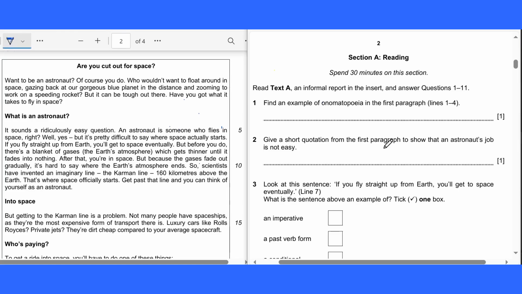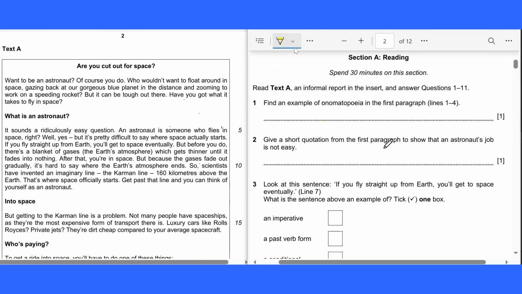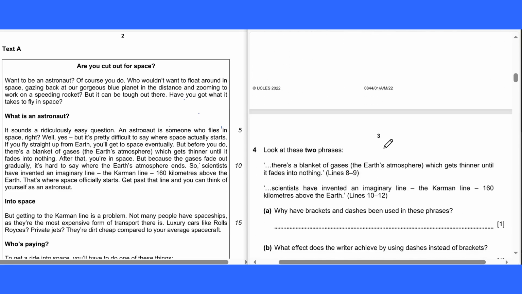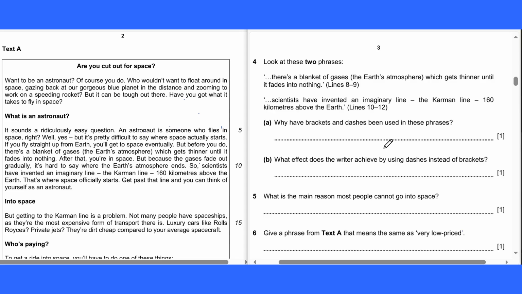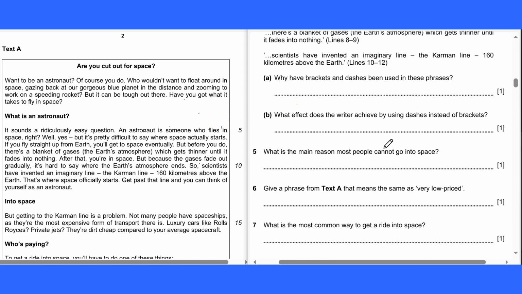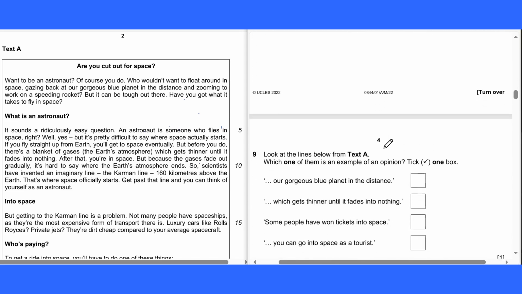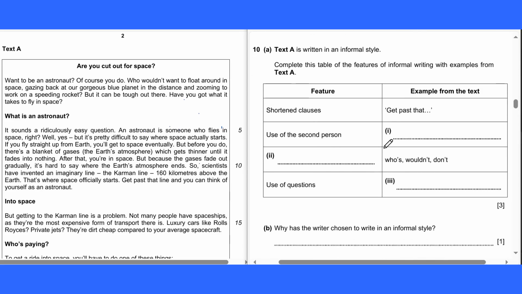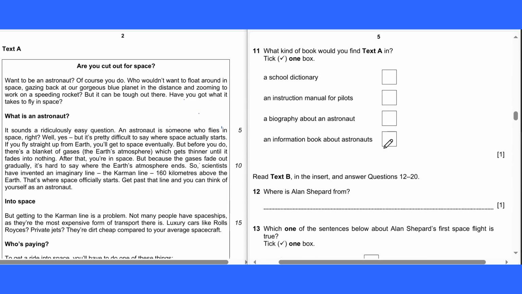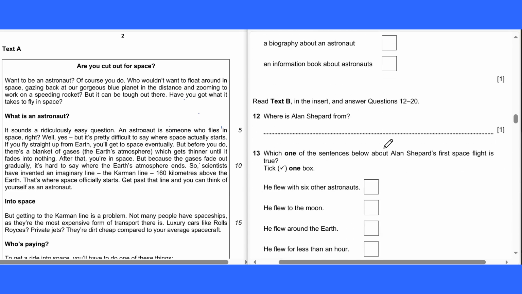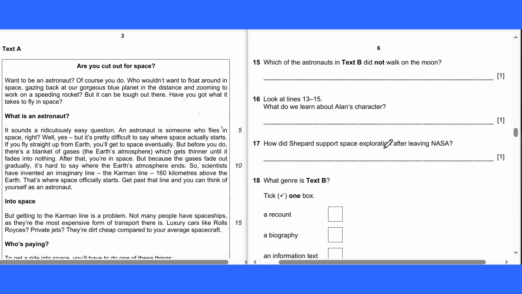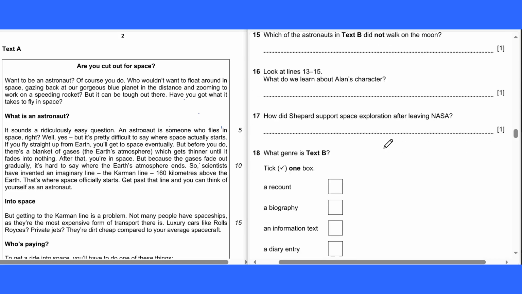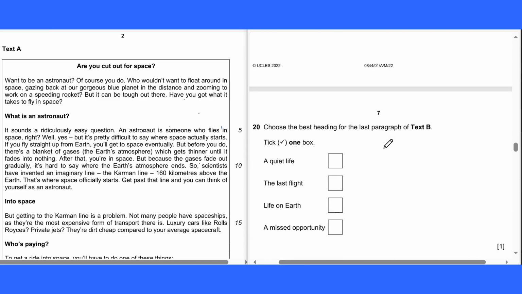Alright guys, on our left hand side here is question number 1, and then question number 2, question number 3, and then this is question number 4, 5, 6, and then we have next question number 7 and 8. Then let's move on to question number 9, and this is question number 10A, 10B, and then we move to question number 11, 12, 13, 14, 15, 16, 17, 18, 19, and 20.